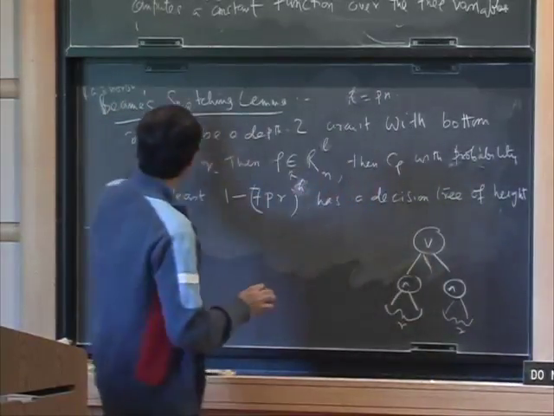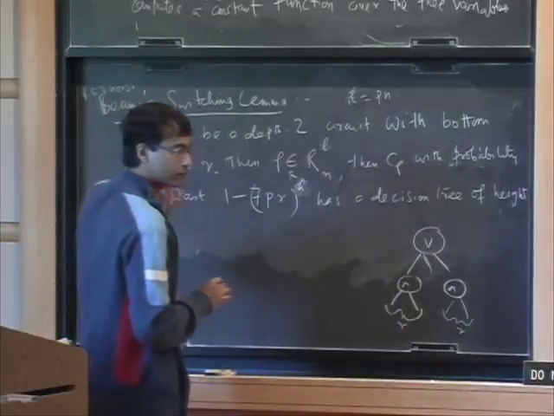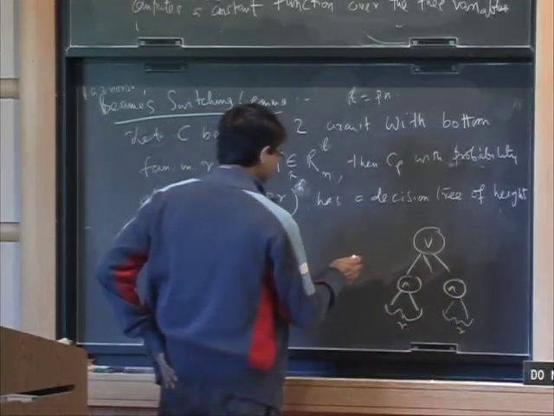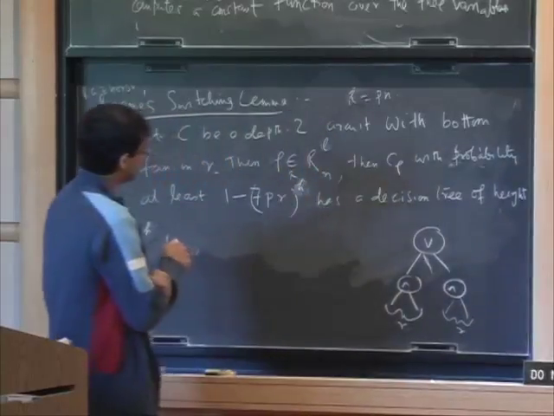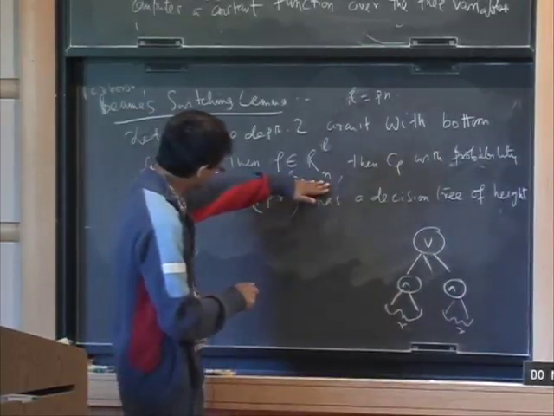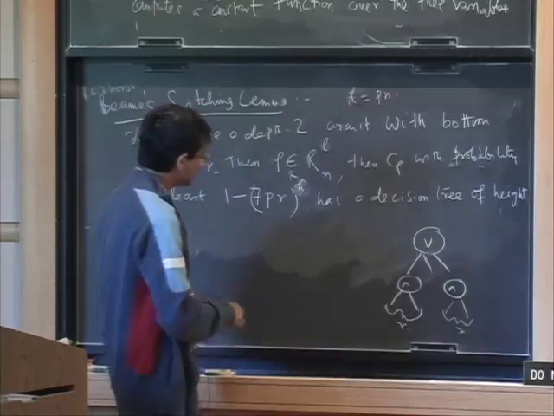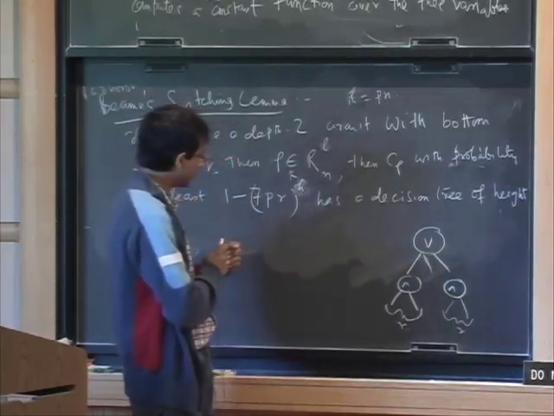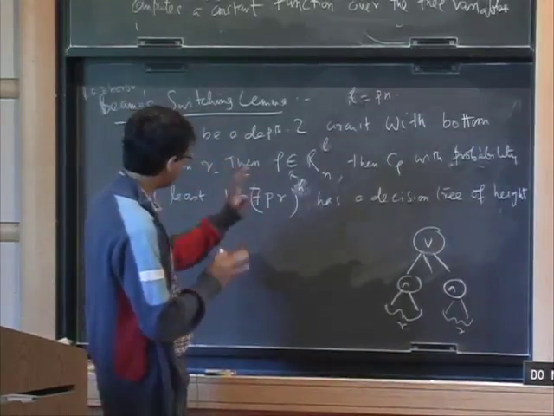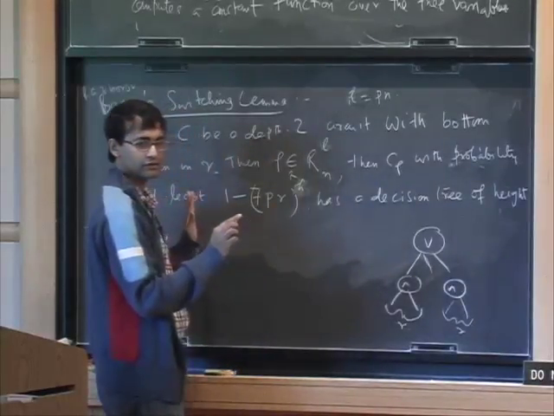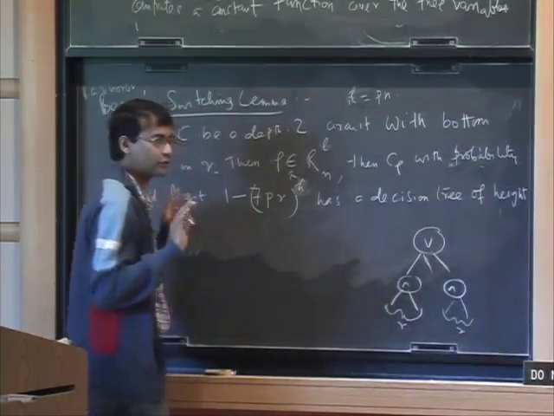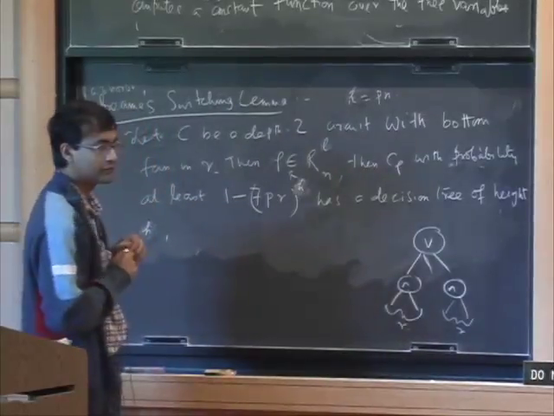In order to understand why this is called a switching lemma, notice that the following thing happens. So you have a circuit like that, and you're hitting it with a random restriction from this space, and this says that the restricted circuit will have a decision tree of height at most h. Now, I guess everybody knows what a decision tree is, right? So let me assume that people know this.